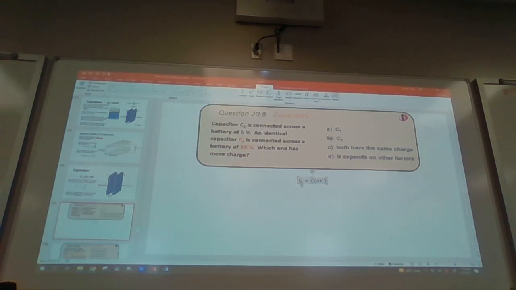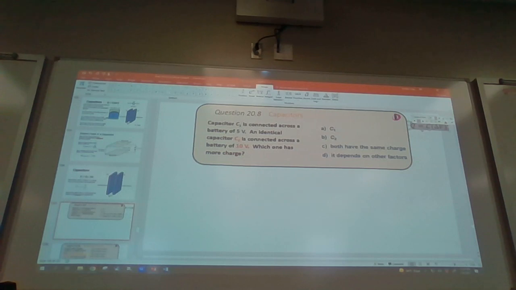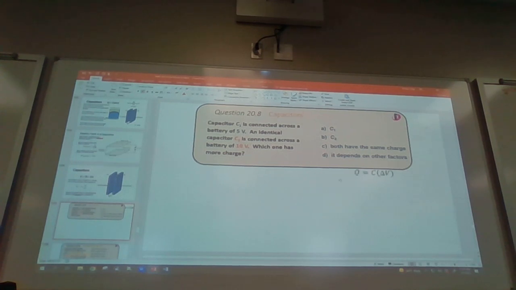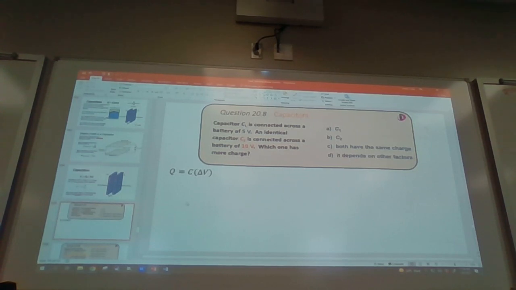Okay, tell your neighbor the answer to this question. C is the same. When E goes up, Q goes up. So back to Q one, it is bigger on C.